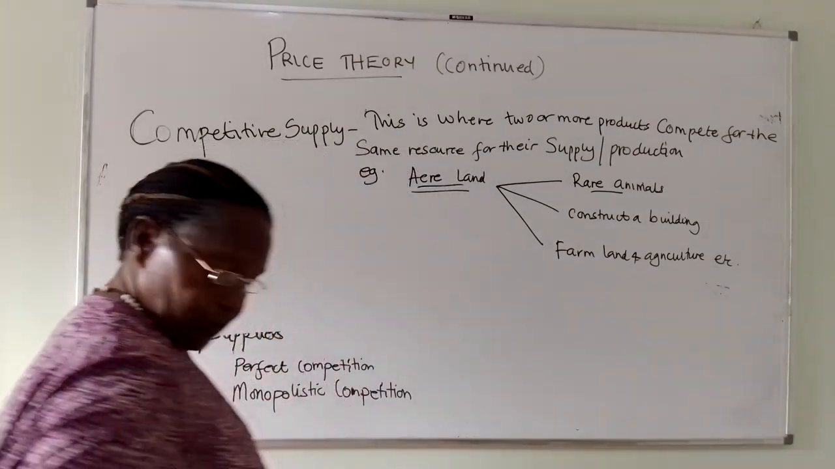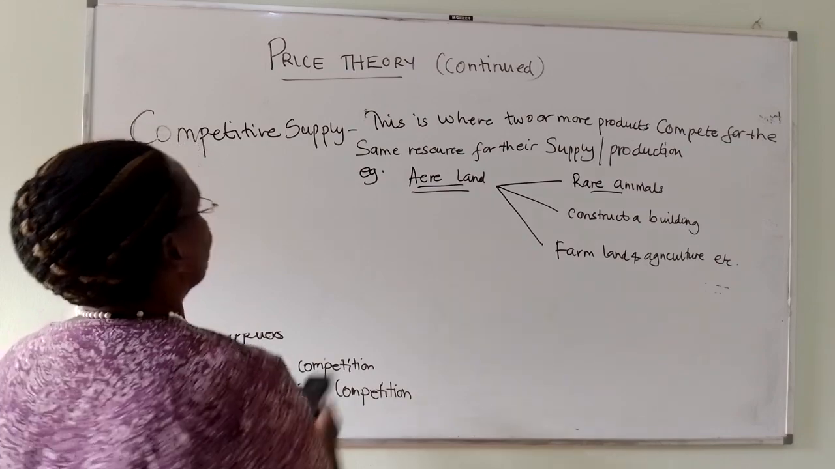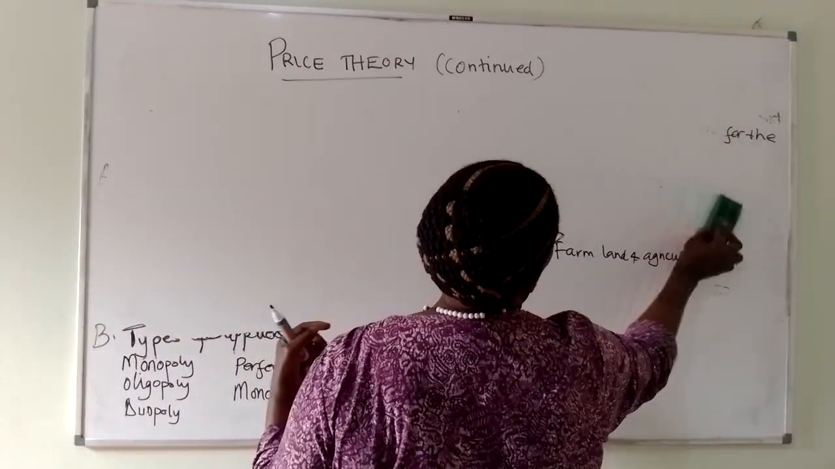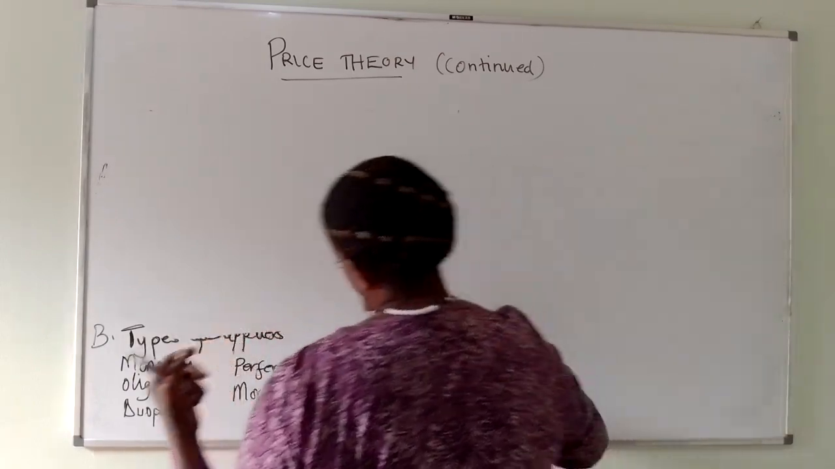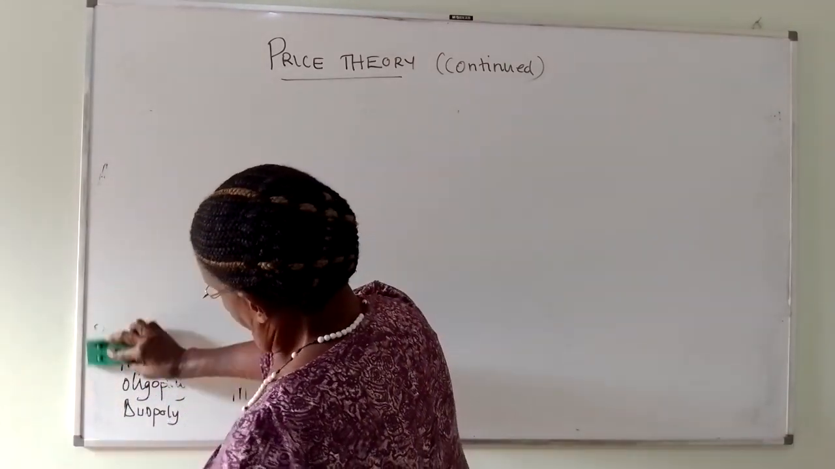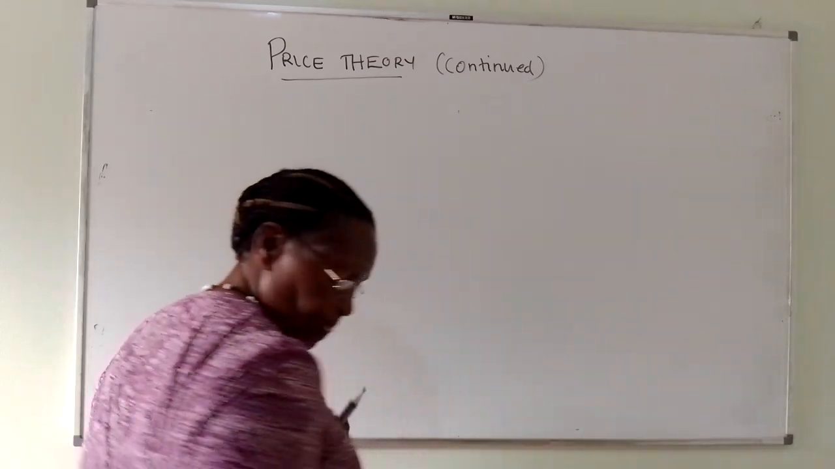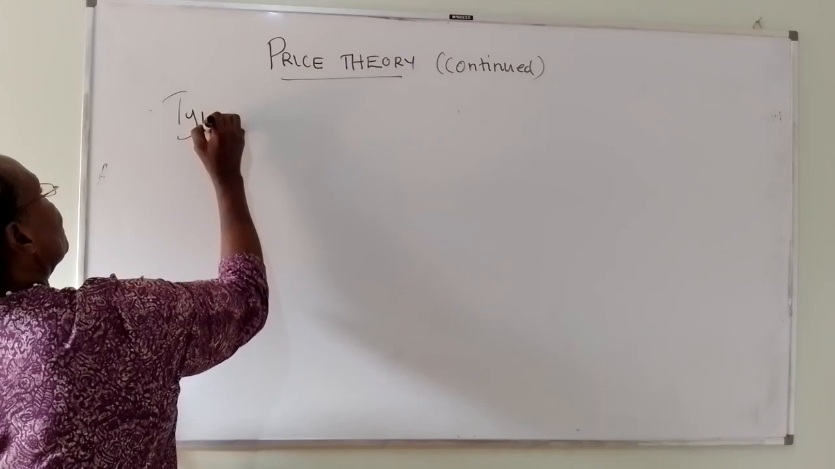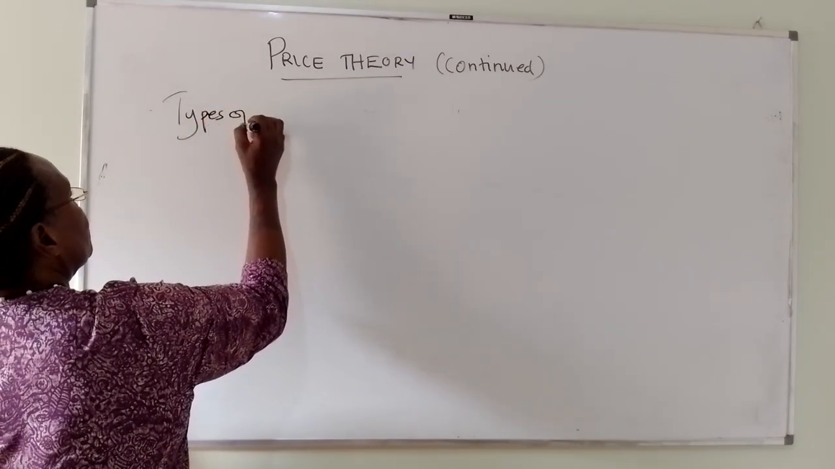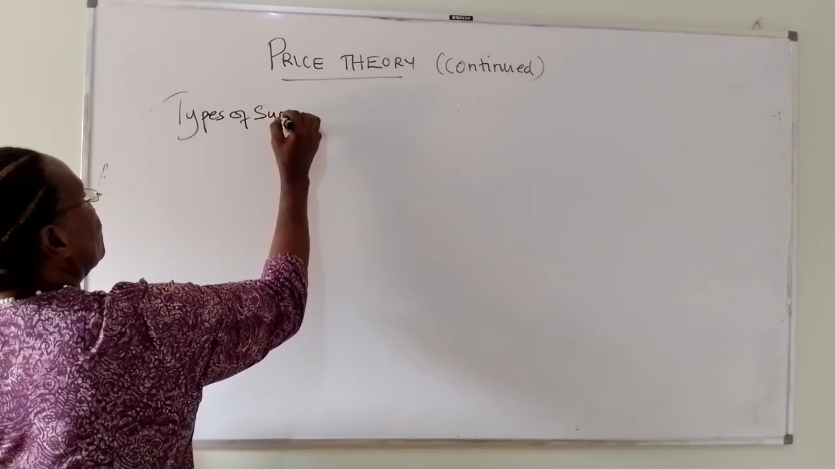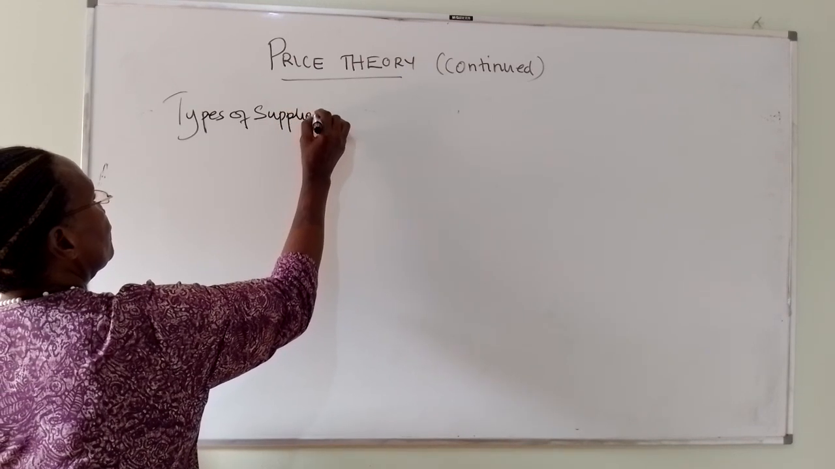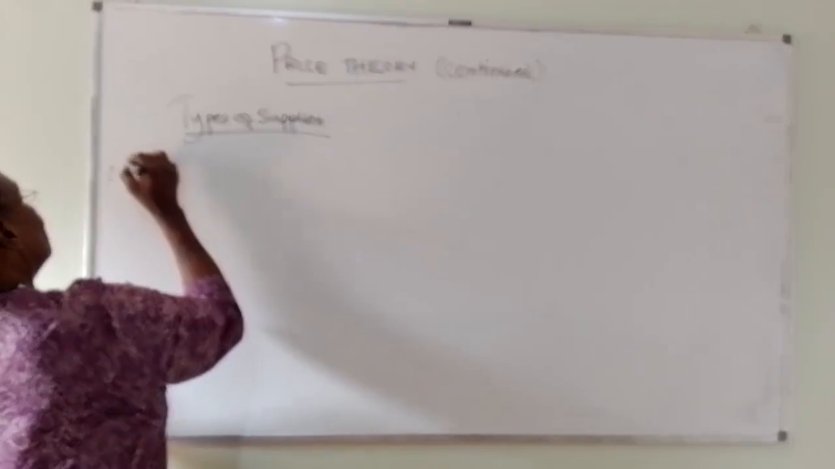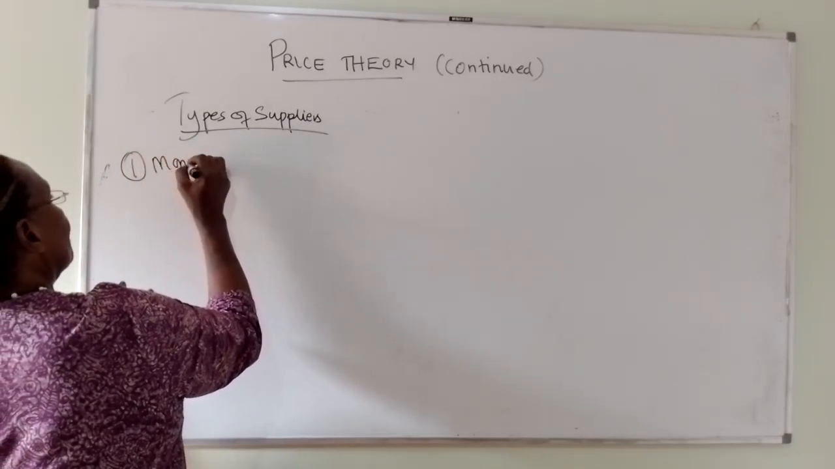Okay, let's look at the types of suppliers now. Types of suppliers. And let's begin. Types of suppliers. Let's begin with monopoly.